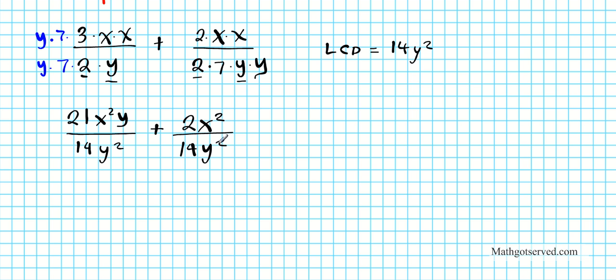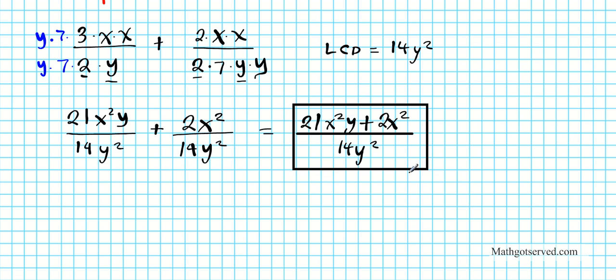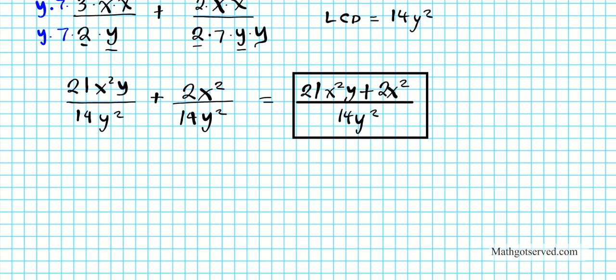Okay? Now that we have the same denominators, we can write them as a combined fraction, which is 14y squared. And then at the top, we have 21x squared y plus 2x squared. And there goes your final result. Okay? All right. Now let's go on to example number 2.